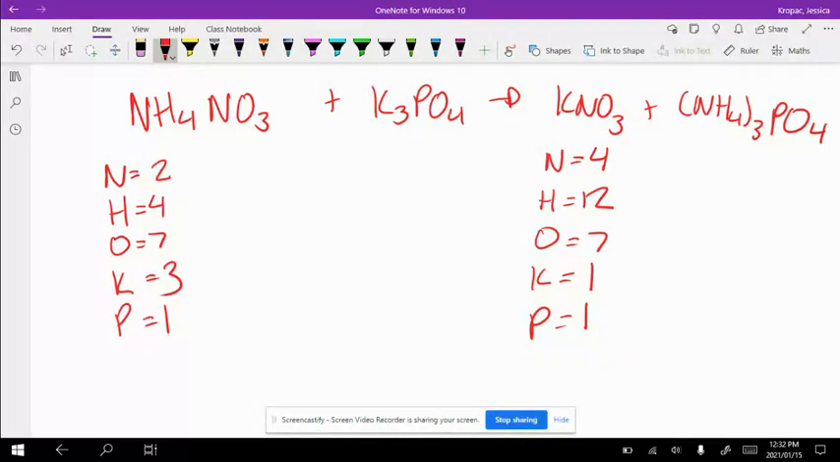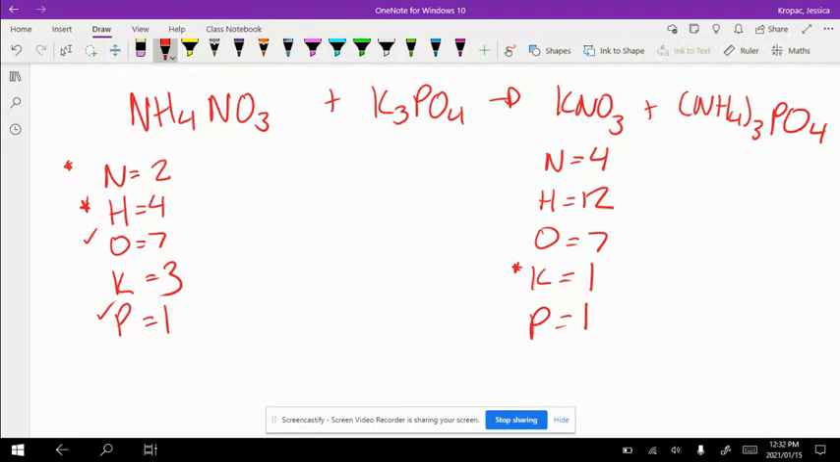So my next step, this seems overwhelming because it seems more challenging, but my next step is going to be the same. I'm going to compare what I have on the left, what I have on the right, and see if it's equal. On the left, I have 2 nitrogens and 4 nitrogens. So already I'm not equal here. I need to increase my number of nitrogens on the left-hand side. I have 4 hydrogens and 12 hydrogens, so I'm not equal for hydrogen either. My oxygens right now are good. My potassiums are not equal. I have to increase potassium on this side. And my phosphoruses are equal, so we're good for phosphorus.